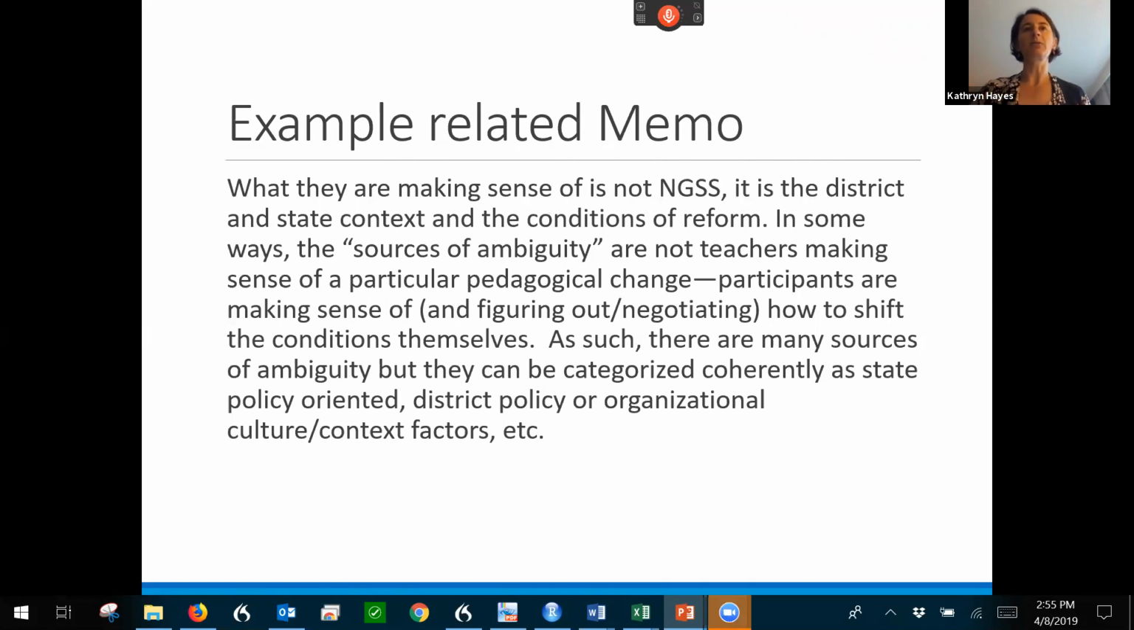So I say, in some ways, the sources of ambiguity are not teachers making sense of a particular pedagogical change. The participants are making sense of and figuring out and negotiating how to shift the conditions around them to support that change. As such, there are many sources of ambiguity, but they can be categorized coherently as state policy-oriented, district policy, or organizational culture, etc. Right? And you can also see how this very writing, cleaned up a little bit, could be turned into part of my findings.